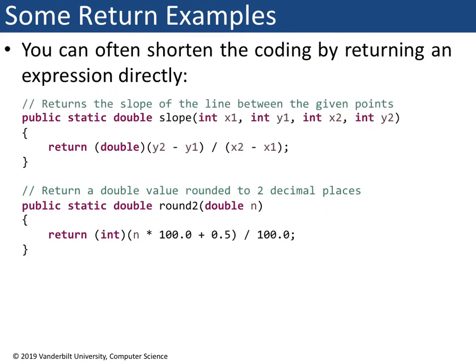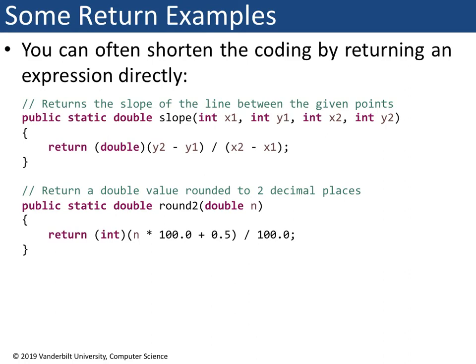Sometimes you may be able to shorten methods by actually doing any of the operations or several of the operations in the actual return statement. So we said that a return statement requires an expression for the value which is to be returned. Well, this expression can be as complicated as you desire it to be. So in this first example, rather than calculating the slope and then returning the results, we could simply calculate the slope in the expression defined to return a value.